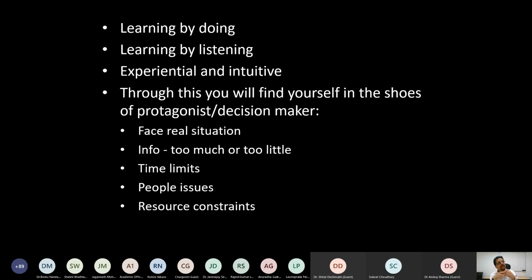Then there can be simulations, role play, presentations by the student, group exercises which you give, and focused discussion. And one of the methodologies is the case methodology. So what actually is a case methodology? The case methodology is more about learning by doing rather than learning by listening.